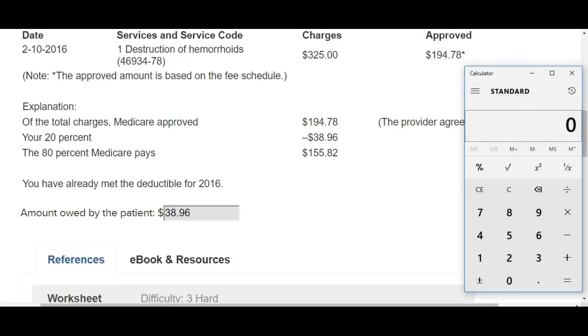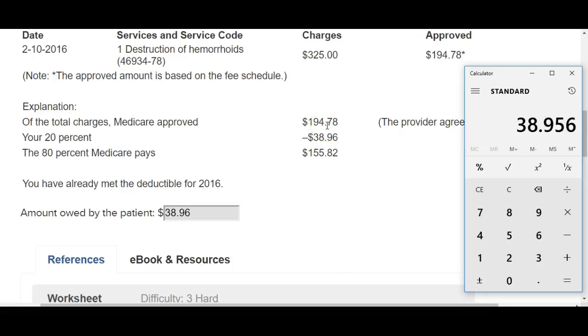I found my calculator over here. Okay, so $194.78, and that's the approved amount. You take that and multiply that by the 20%. It's going to give you $38.95, which rounds to $38.96, because the 6 over here will make this $38.96. Okay, so that's how that goes. That $38.96 plus $155.82 is going to total this $194.78.